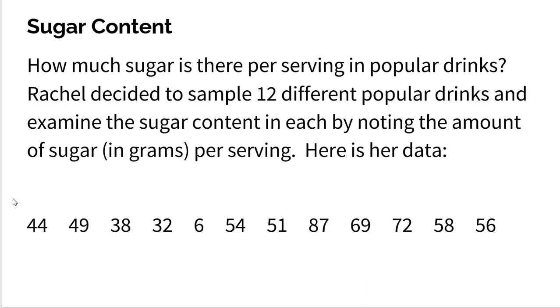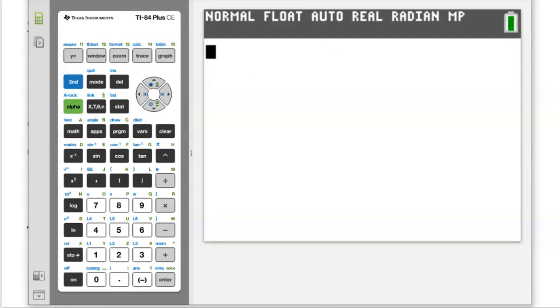Here's her data. These are the different values of sugar in grams per serving in 12 different drinks. So let's just say that we want to get the descriptive statistics on this data: mean, standard deviation, median, all that fun stuff. Rather than wasting any time trying to figure it out by hand, we could use our calculator to do it. So I'm going to show you how we could use our TI-84 Plus or just the regular TI-84 to do it. The first thing we have to do is actually enter our data into the calculator.